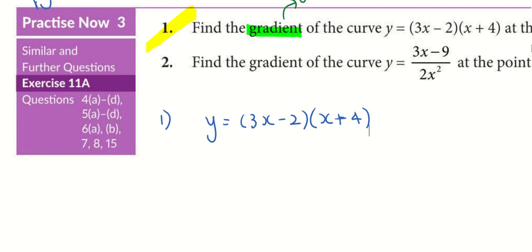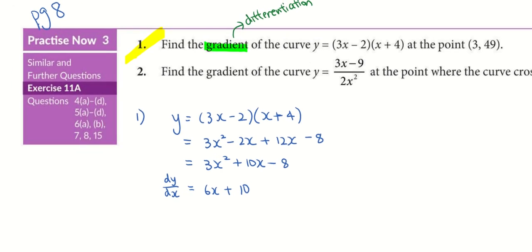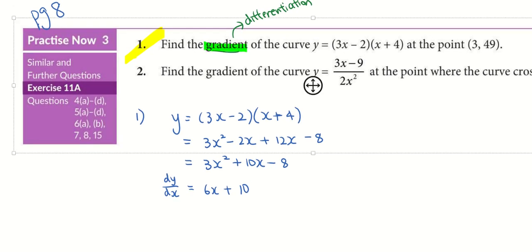And it's not in the correct form. So how? Expand. Yes. So let's expand this. After we expand, realize that it's all individual terms now and we can apply the power rule. Bring down power, power minus 1. Okay, let's do that. Simple one. We differentiate this.